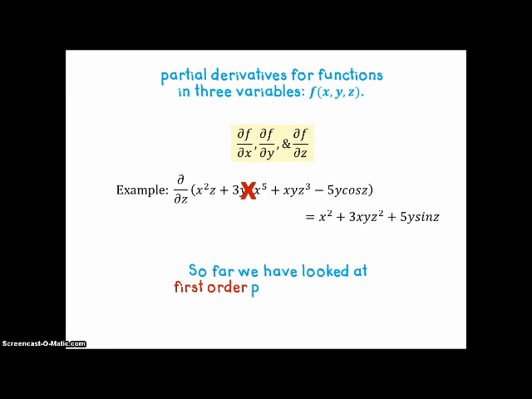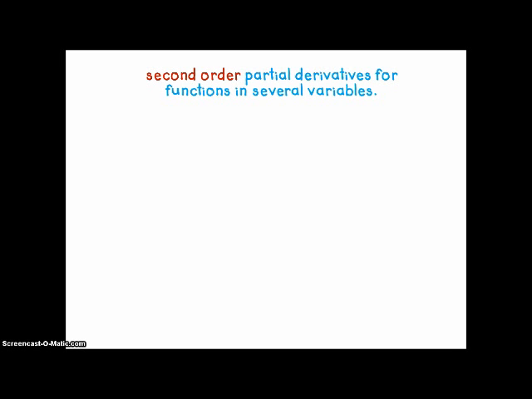Now, so far we've looked at first order partial derivatives. We've only taken the derivative once. Those are first derivatives. In this context, they're called first order. So now let's look at some second order partial derivatives for functions in several variables.